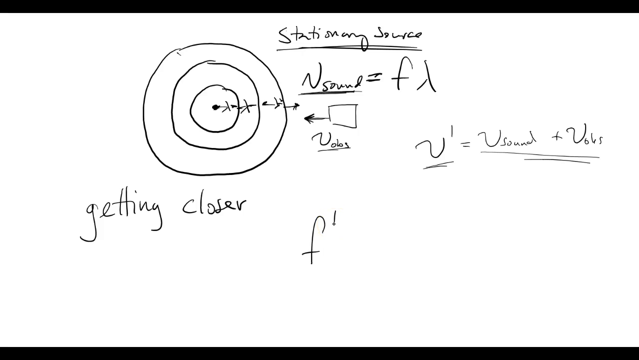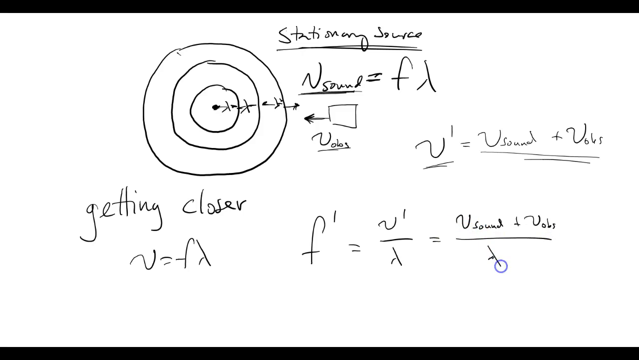So remember, f prime is the perceived frequency. Remember, velocity is frequency times wavelength. So you're going to perceive a frequency, which is the perceived velocity all over the wavelength. The wavelength's not changing in this case. The wavelength for the observer is staying the same. He's not moving at all. But the way you're going to perceive him is this. So I'm going to plug in the velocity of sound in air plus the velocity of the observer all over the wavelength.